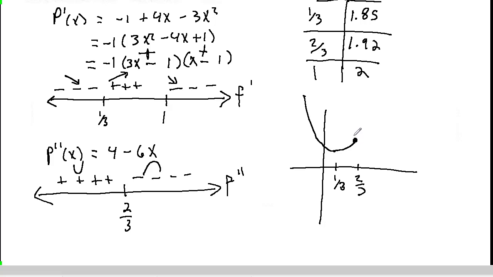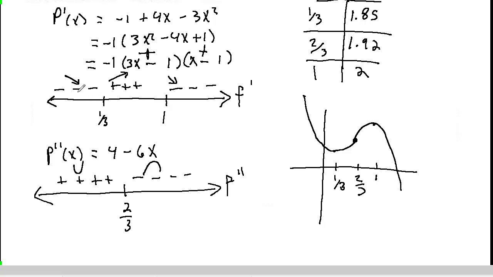And then once you get past 2/3, you switch to concave down, and you're still increasing until you get to 1. So when you get to 1, you are increasing and concave down. And then once you get past 1, you continue to decrease. Now, the scale there is not very good.